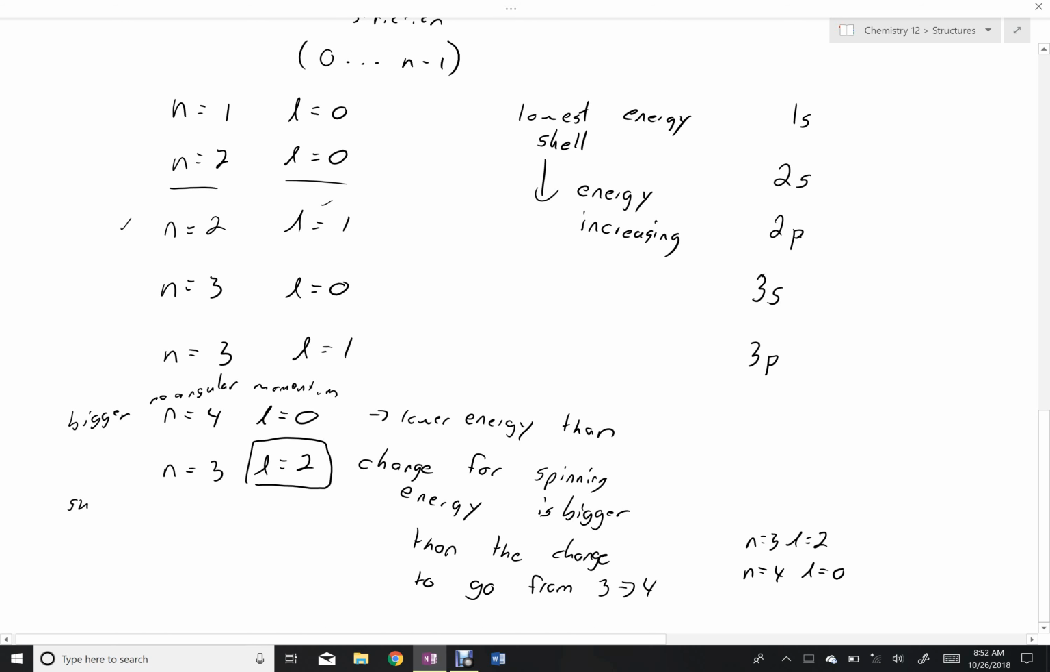This is smaller, but it has angular momentum. And so this one happens to be slightly higher energy. So what that means then is we fill our first shell, we fill our second shell, we fill most of our third shell, and then weirdly we go to our fourth shell before we finish filling our third shell. This is reflected in our periodic table.